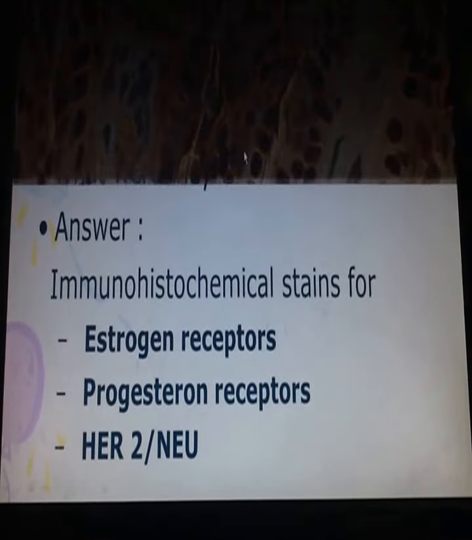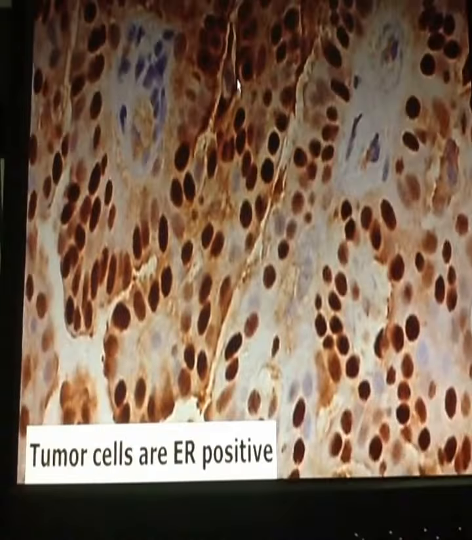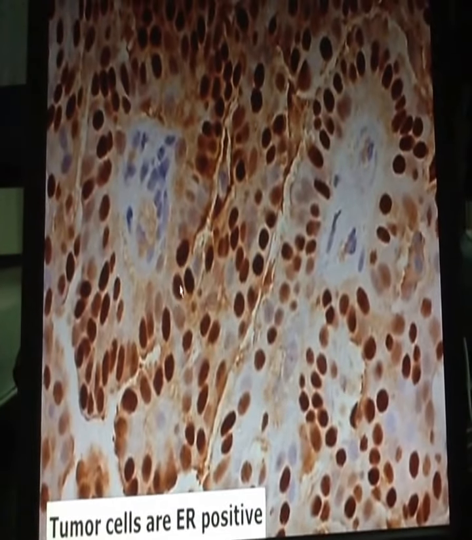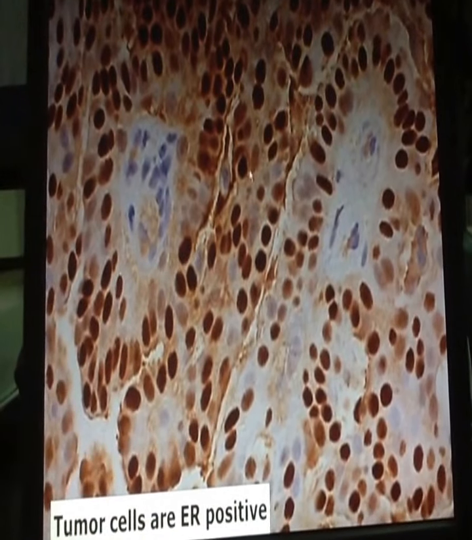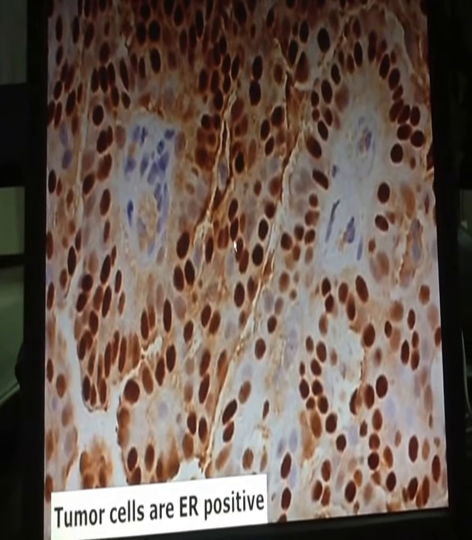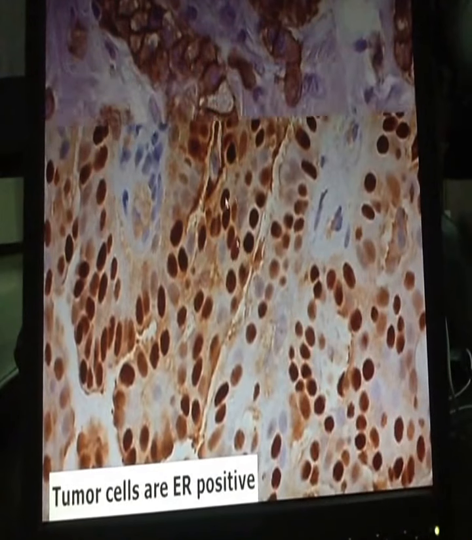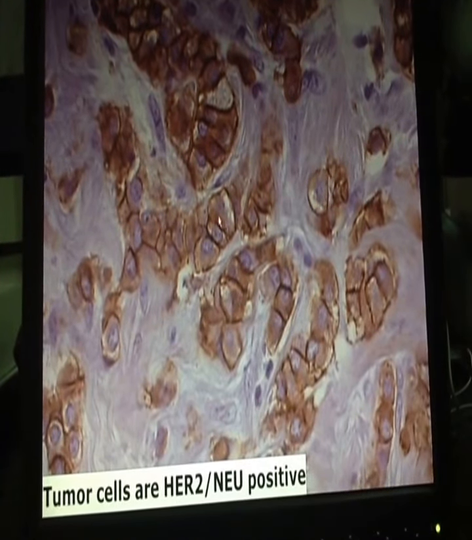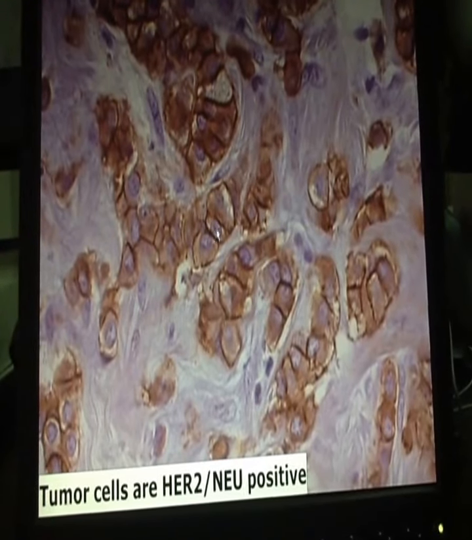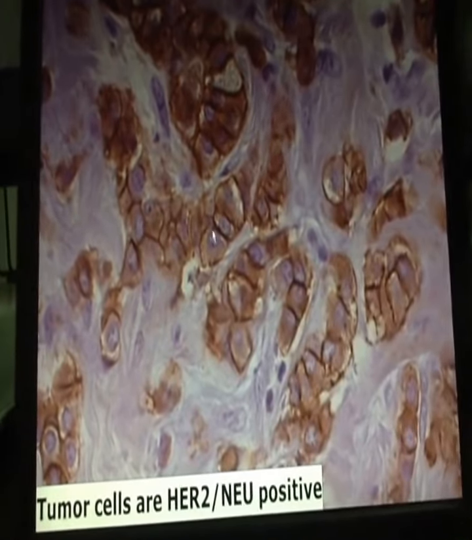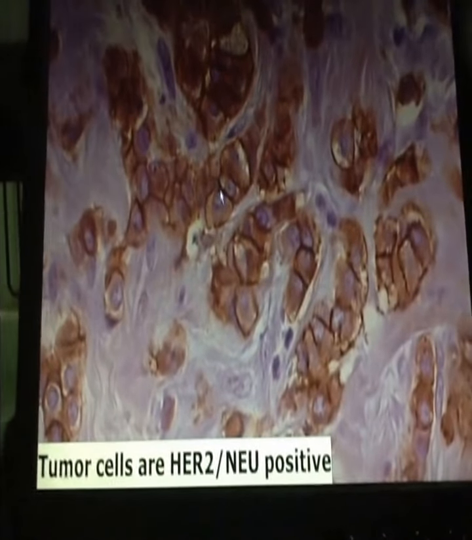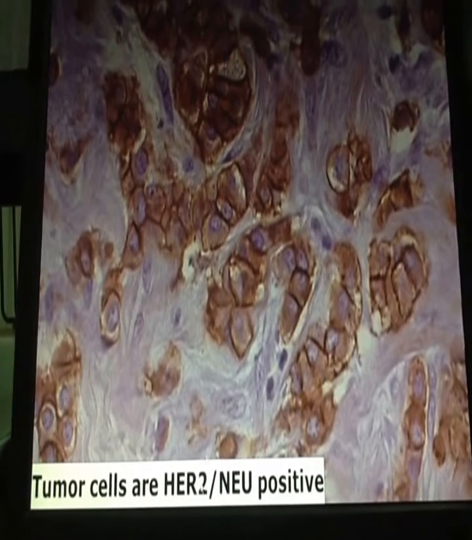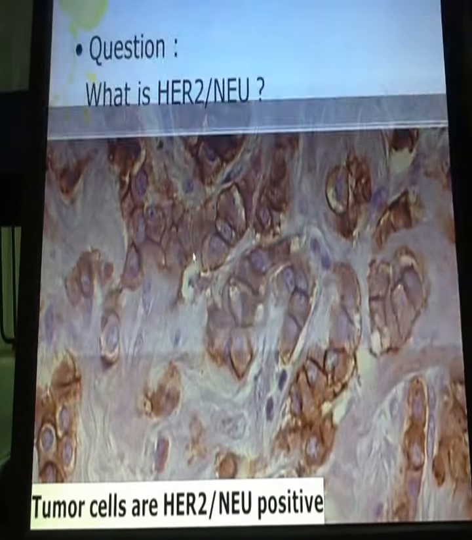So this is an image from the ER immunostain, and it shows prominent nuclear staining in tumor cells. Those are the nuclei of tumor cells, which are dark brown, positive for ER, estrogen receptor. While in this image, we have the HER2 positivity. The HER2 positivity is not nuclear. Here the nuclei are not positive. The darker staining is the cell membrane. So it has membranous positivity because it is a receptor on the membrane.